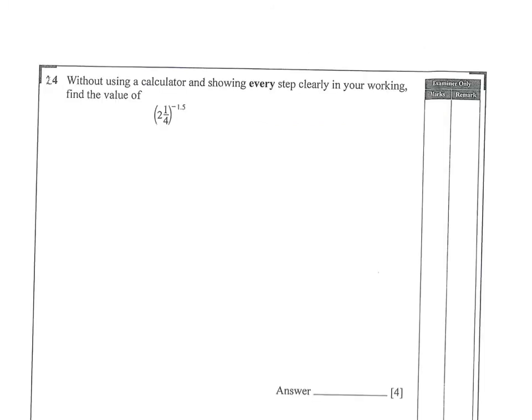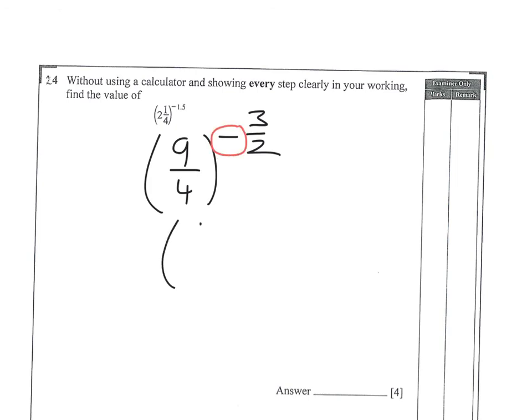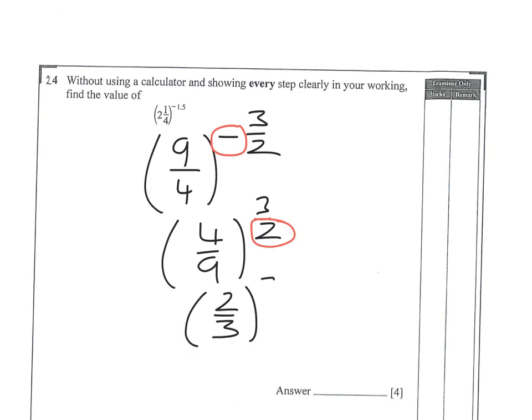Can't deal with indices when we have 2 1/4, so we'll rewrite that as 9 over 4. Can't deal with 1 1/2, so we have to write it as a top-heavy fraction. If we start with the minus sign, that tells us to invert the fraction. If we then take the half, that tells us to square root. And the square root of 4 is 2, the square root of 9 is 3. And finally, this tells us to do 2/3 times 2/3 times 2/3, which is 8 over 27.